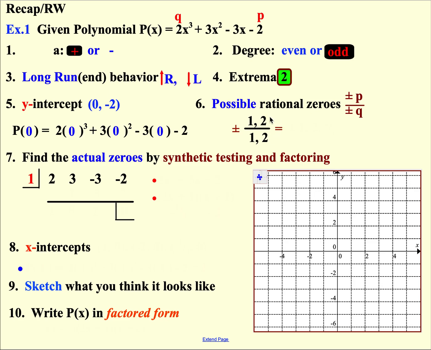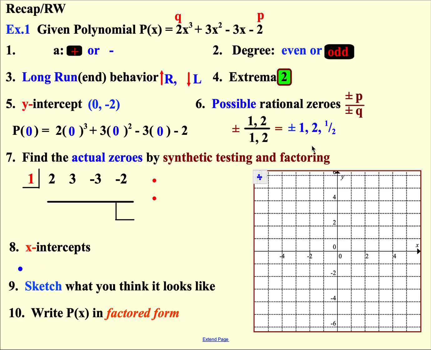When you go to do the list, I would not leave it like this. You should actually do everything on top over everything on the bottom. So 1 over 1, 2 over 1, 1 over 2, 2 over 2. And then write it as the actual list, not like this. So 1 over 1 is 1. 1 over 2 is a half. 2 over 1 is 2. And 2 over 2 is a repeat. That's another 1. So here's my possible list.